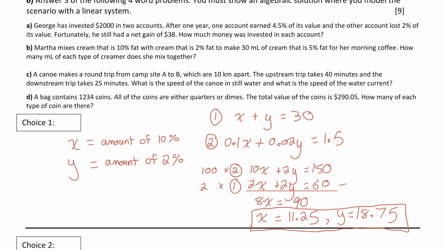So you can see from my final answer that Martha used 11.25 milliliters of the 10% creamer and 18.75 milliliters of the 2% creamer to make that 30 milliliter mixture that is 5% fat. Let me move this answer out of the way and we'll do another one.